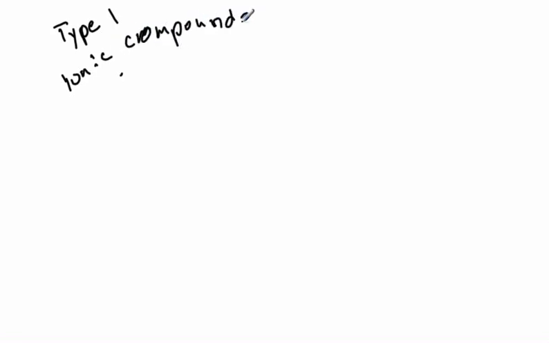Okay, in this video we're going to try naming ionic compounds and writing the formula for ionic compounds. Alright, so let's start out with type 1 ionic compounds. Alright, let's see if I can spell compounds correctly. Okay, so type 1, in all ionic compounds you have a metal plus a non-metal.